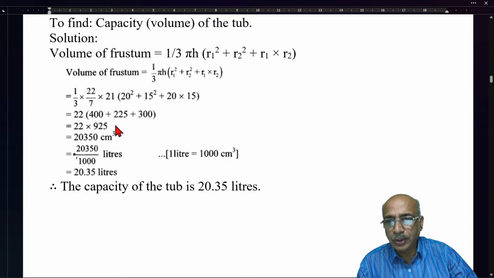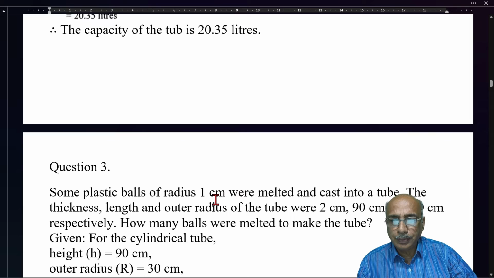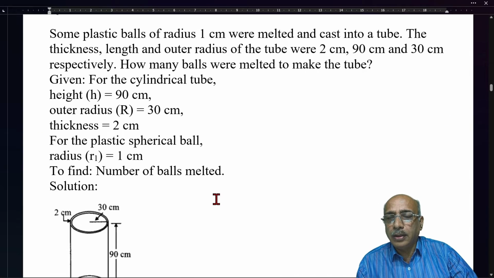Substituting the values and calculating, we get volume of frustum equals 20,350 centimeter cube. 1 liter equals 1000 centimeter cube. Therefore, 20,350 centimeter cube equals 20.35 liters. The capacity of the tub is 20.35 liters.